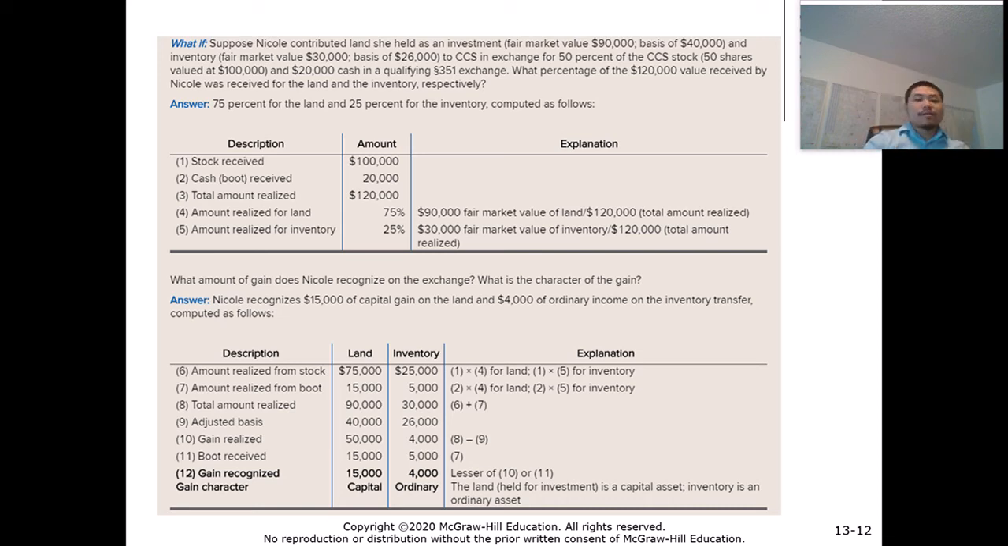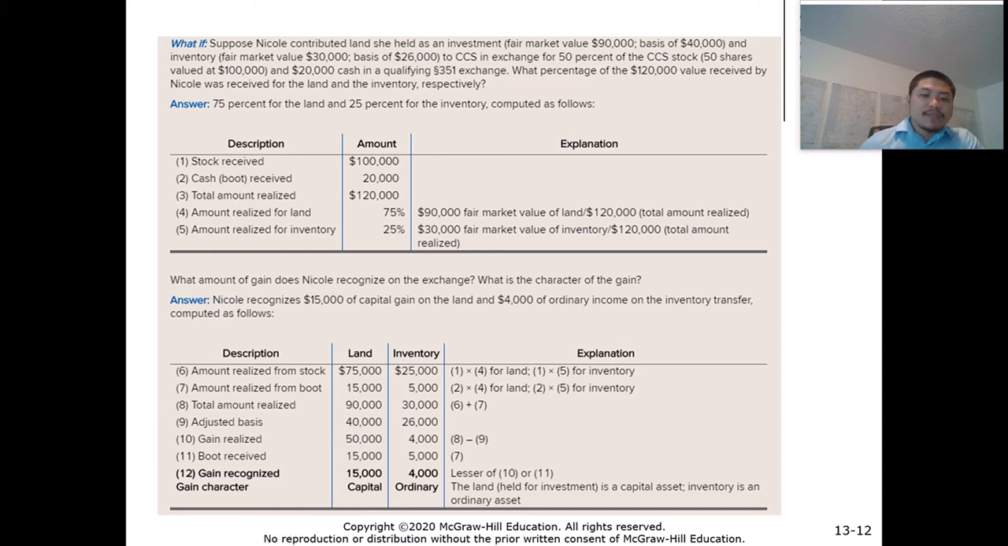So first, in here, they do it separately for her already, right? So for land, the amount realized from the stock was $75,000, right? And then the amount realized from the boot is $15,000. And the reason we can do that is we just multiply the $100,000 and the $20,000 by 75%, right? So that gives us the $75,000 and the $15,000 here. And so the total amount realized comes out to $90,000, right? The adjusted basis was $40,000. The gain realized is going to be $50,000, right? We have 90 minus 40, right?